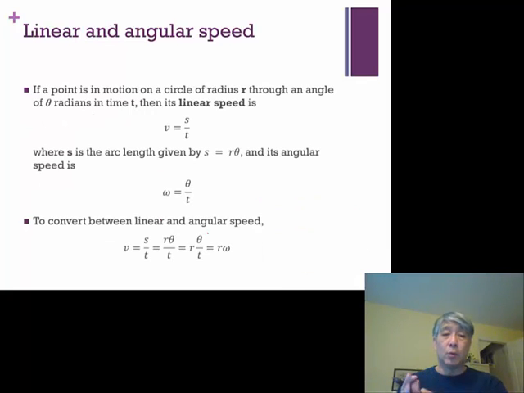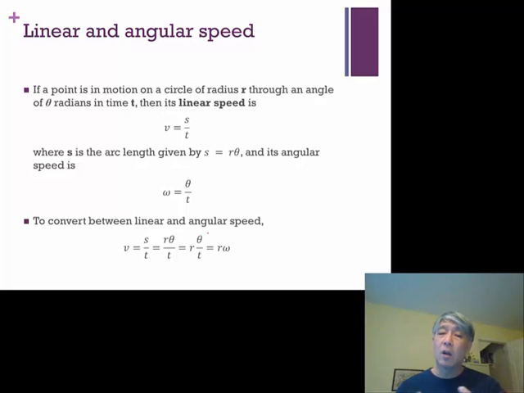Okay, so linear and angular speed. This is where we start to look at it a little bit from a physics standpoint. If a point is in motion on a circle of radius r, through an angle of theta radians in time t, then its linear speed, or how fast it's going, is given by the distance, arc length s, divided by that time t. In this case, the theta in radians could very easily be greater than 2 pi. If it goes fast enough, it'll go more than 2 pi radians in 1 second. So that's why we had to do the coterminal angles.